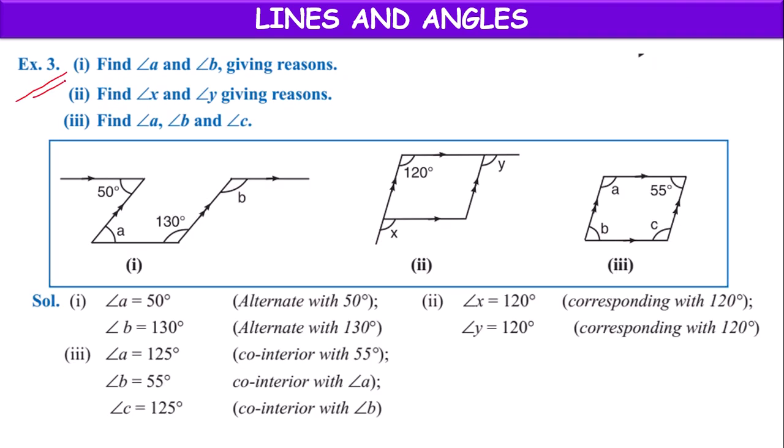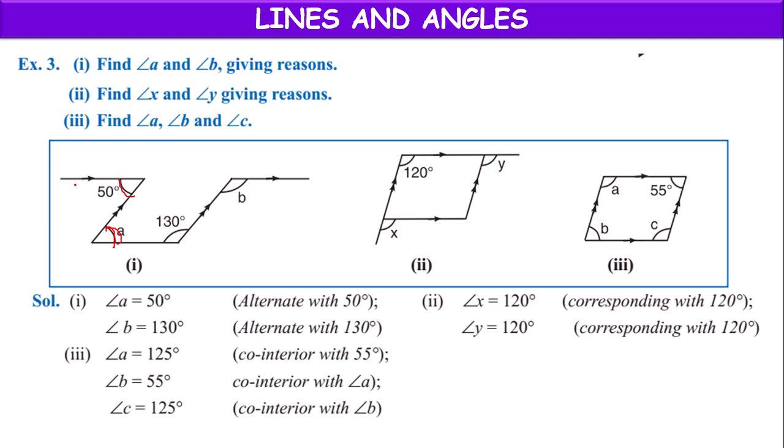Next one, example 3. Find angle A, angle B by giving reasons. In the first diagram, in second figure, find angle X, angle Y, giving reasons. In third diagram, find angle A, angle B, angle C by giving reasons. In the first figure, they have given here 50 degrees.